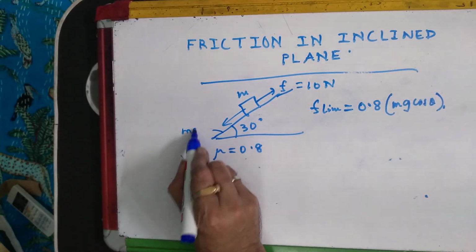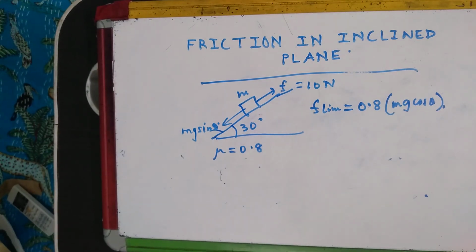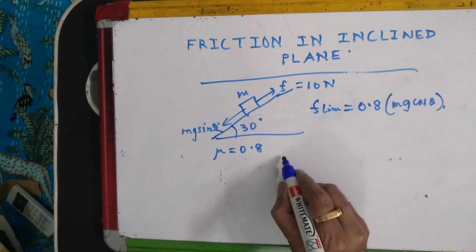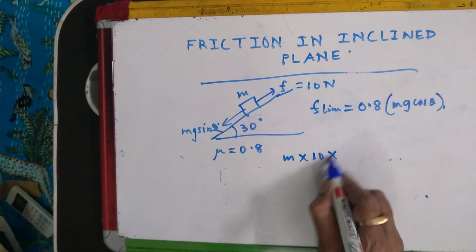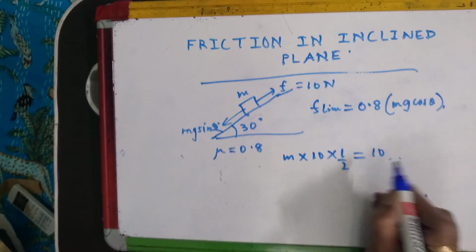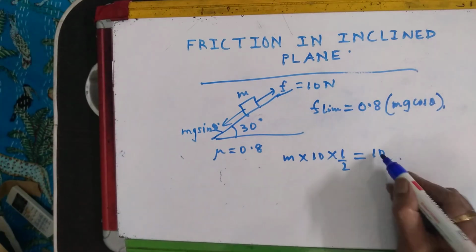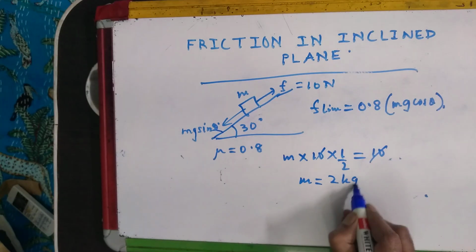As we have discussed, mg sin theta is down the plane, and for the body to be at rest, the forces up and down the plane have to be equal, which means the body is in equilibrium. So m, taking g as 10, times g sin 30, which is half, is equal to 10. Mass is equal to 2 kilogram.